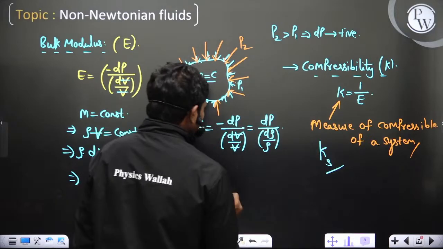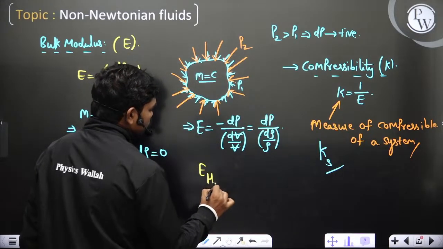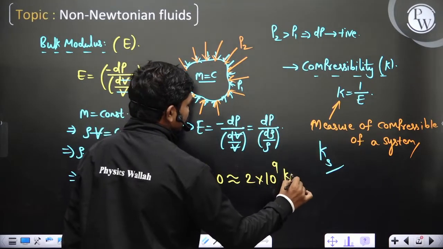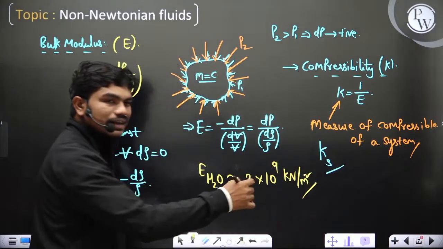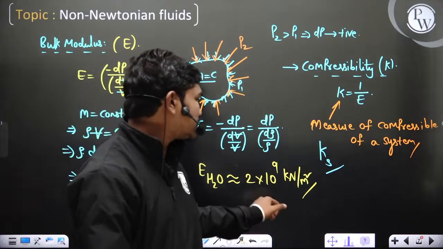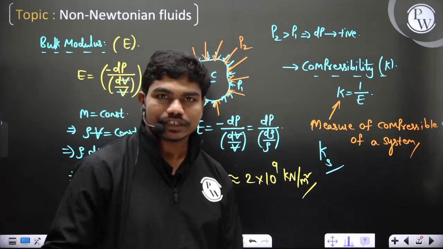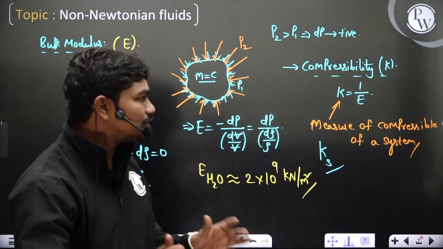Now for water, this is around 2 into 10 power 9 kilonewton per meter square, almost like 2.01 in that range. So this is the bulk modulus of water in general. And air is about 20,000 times more compressible than water on an average, if you see the magnitude.